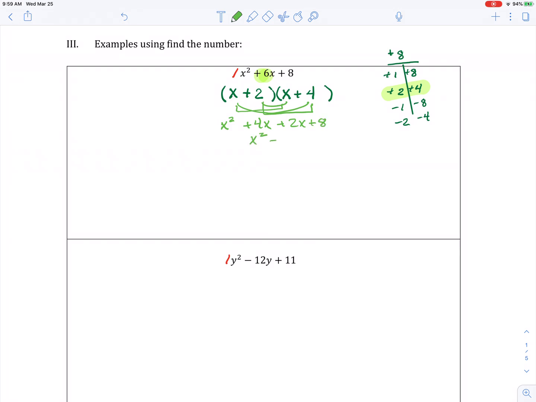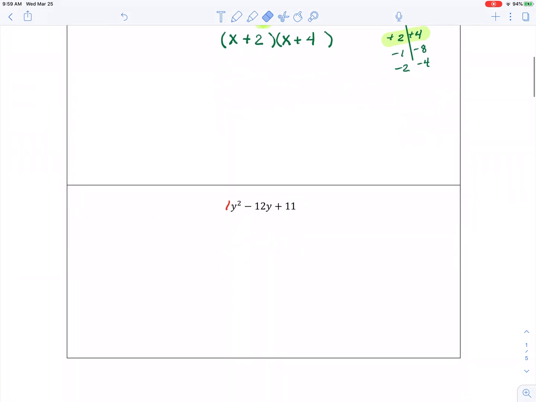So each of these, when you factor it, you should be able to run back through with a FOIL process and get right back where you started. So there's your factored answer. Let's scroll down here and do another.